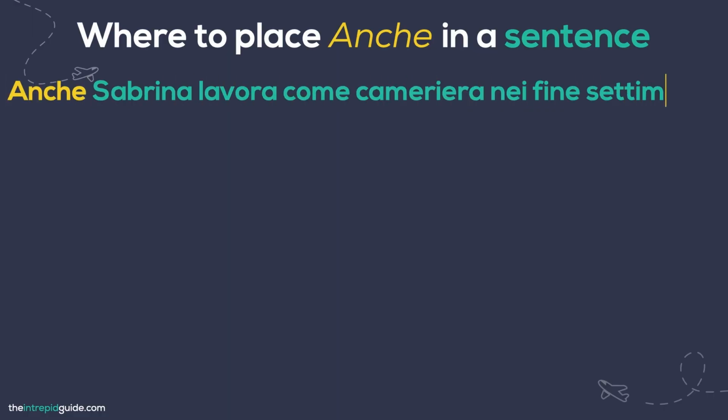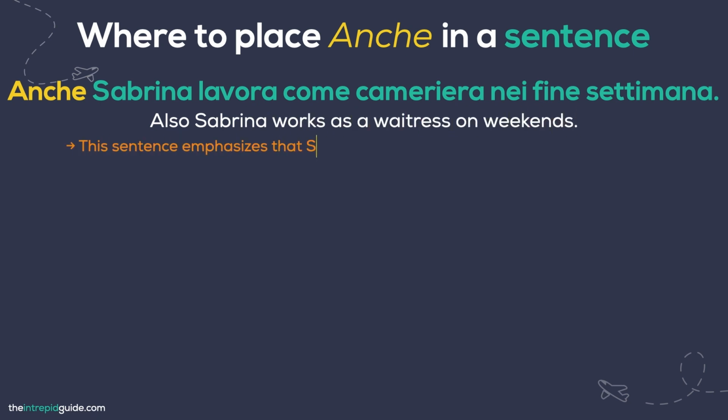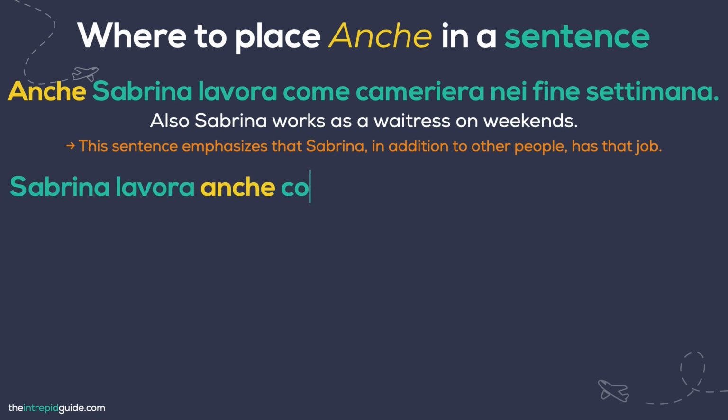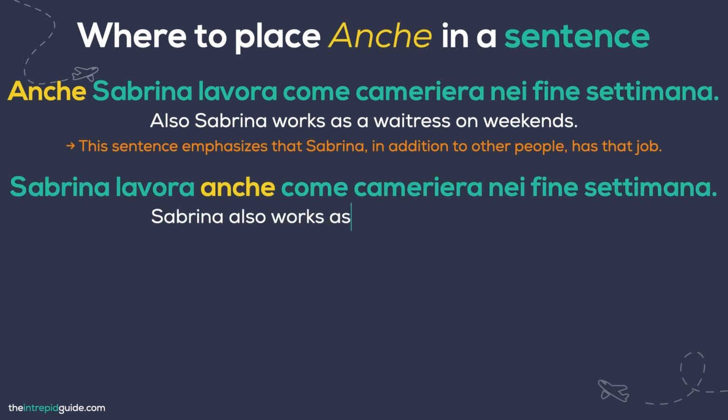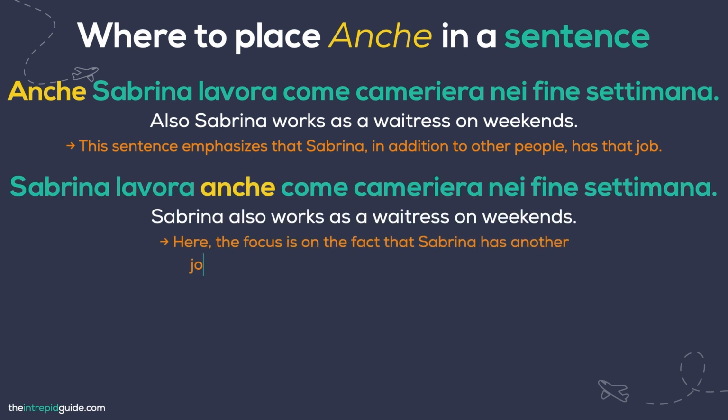Take a look at these examples. Anche Sabrina lavora come cameriera nei fine settimana. Also, Sabrina works as a waitress on weekends. This sentence emphasizes that Sabrina, in addition to other people, has that job. Sabrina lavora anche come cameriera nei fine settimana. Sabrina also works as a waitress on weekends. Here, the focus is on the fact that Sabrina has another job in addition to being a waitress on weekends.